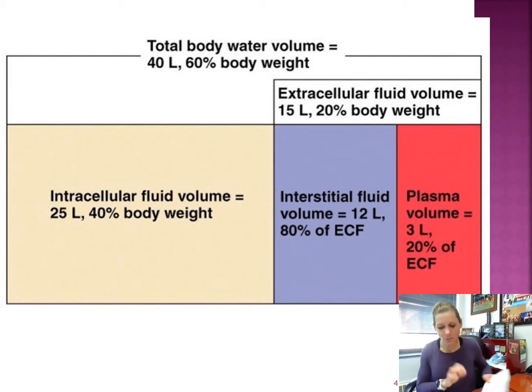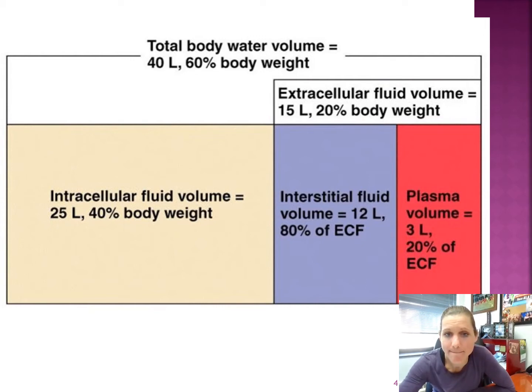Okay, so when we look at the locations of fluid within the body, you can see that there are really three different components. When we look at our total body water, I'm going to turn my little pointer on here. When we look at the total body water volume, again, about 60%, we said 50 to 70% of the total body weight. But here you can see intracellular fluid, then we have extracellular fluid.